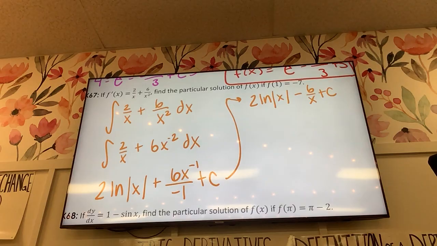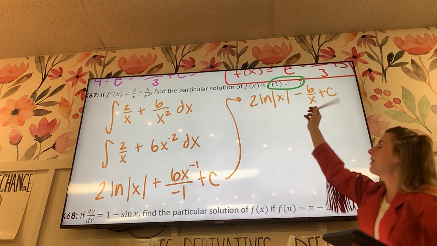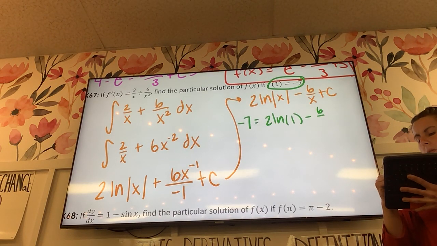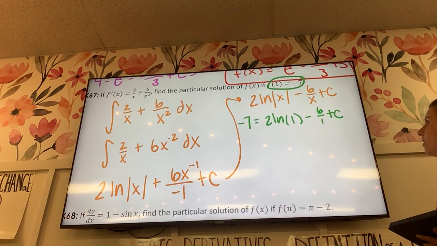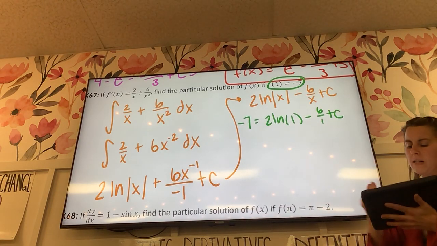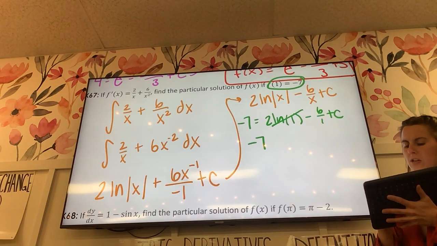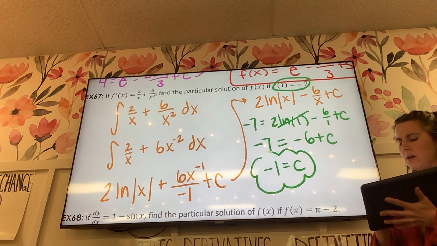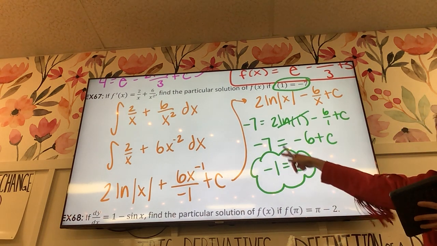And to figure out c, I'm going to use the initial condition that it gives me. So when x is 1, my y value should be negative 7. So negative 7 is going to equal 2 ln of 1 minus 6 divided by 1 plus c. What is ln of 1? 0. So all that's going to go away. So you get negative 7 equals negative 6 plus c, which means c is negative 1, because then you would add 6.